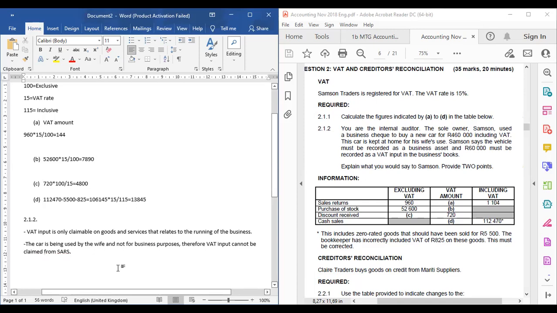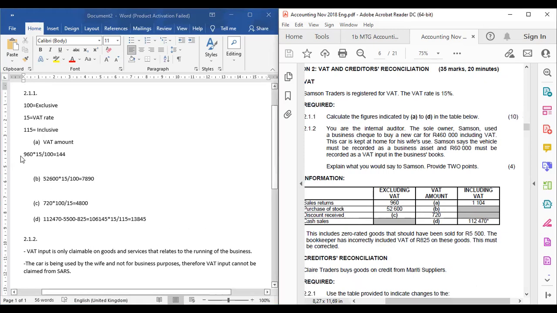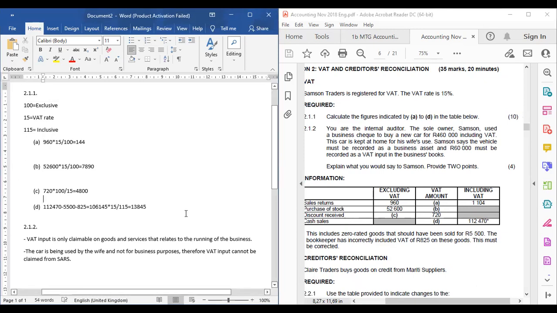So this is it. They just needed 2 points, and then you get how many marks? You get your 14 free marks, and then you're done. So these are the answers.